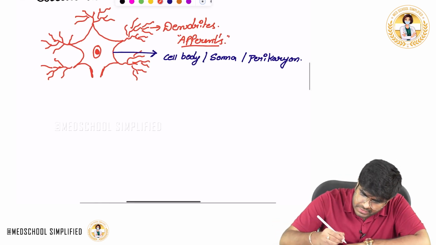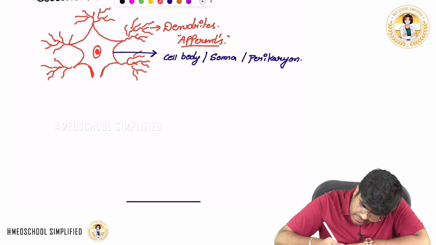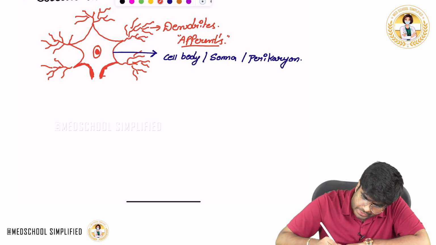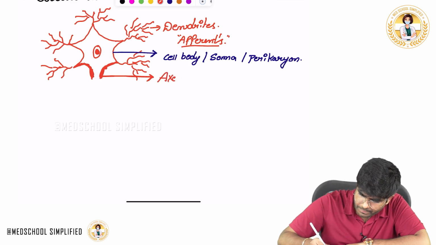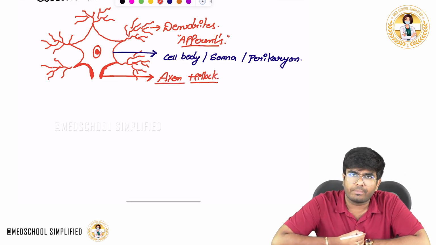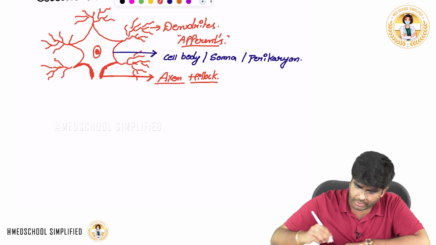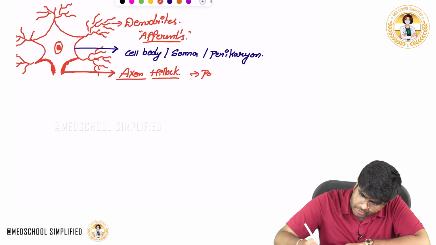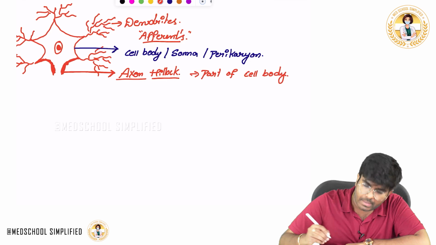And there is this area of the cell body where there is thickening of the cell membrane. So this area is called axon hillock. The point which I want you to know is axon hillock is not a part of the axon. It's a part of the cell body.